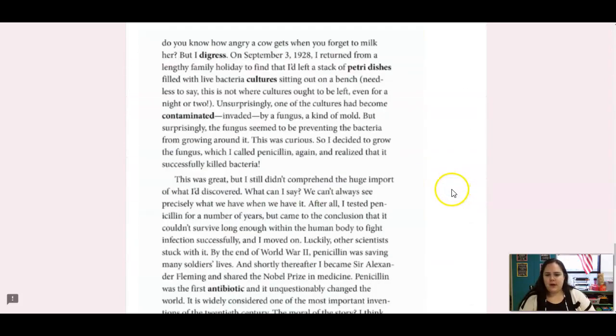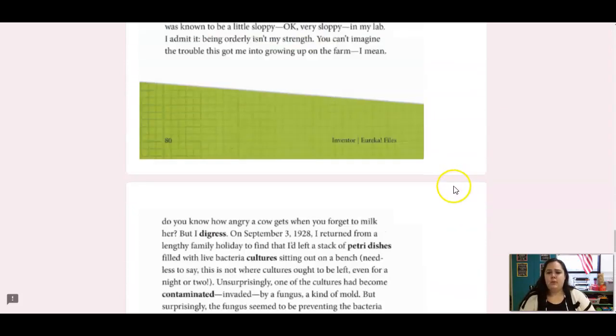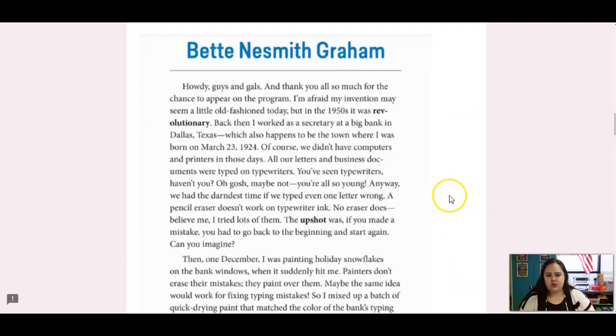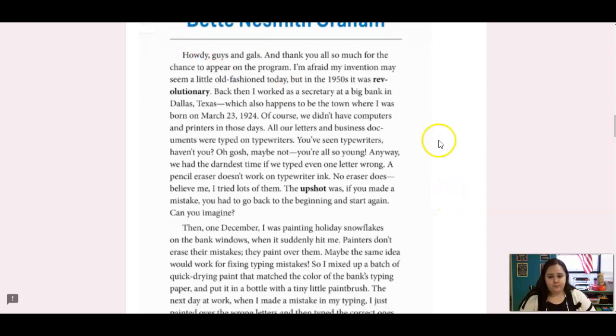Okay, the last part is we have 2 more readings of our inventors. So our first one is Bette Nesmith Graham.